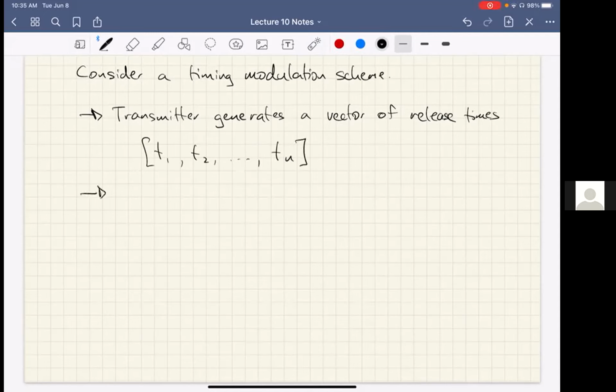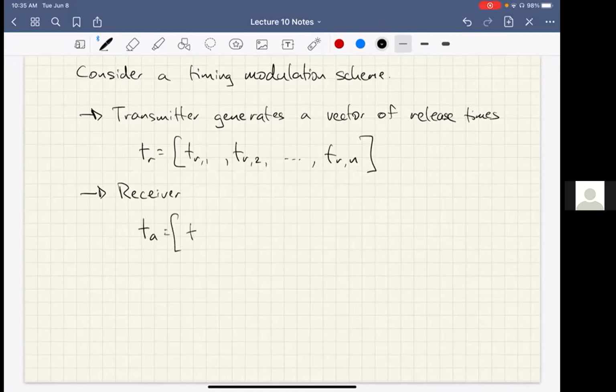And the receiver observes, these should be TRs, excuse me. Let me back up. TR1, TR2, so on, TRN. Those will be my release times. My receiver observes arrival times. TA1, TA2, and so on, TAN.